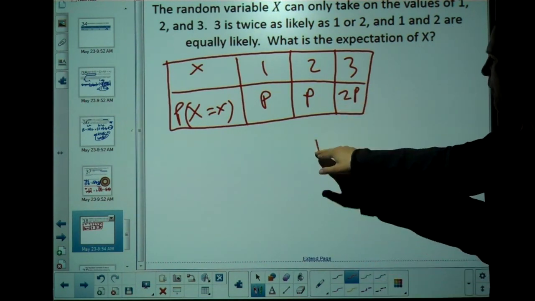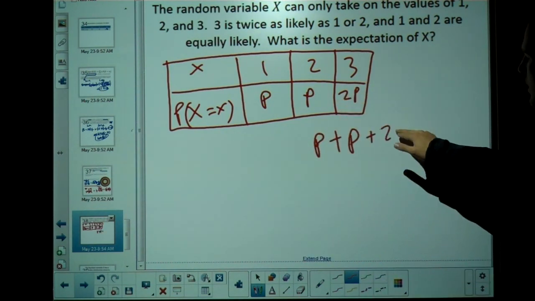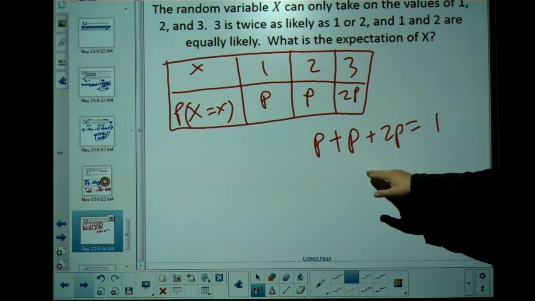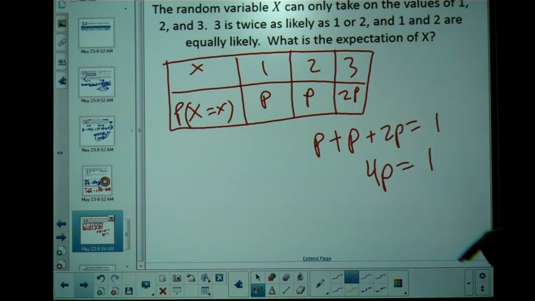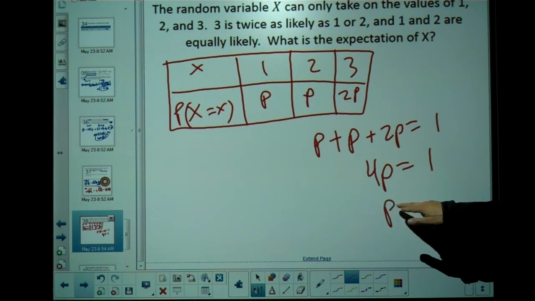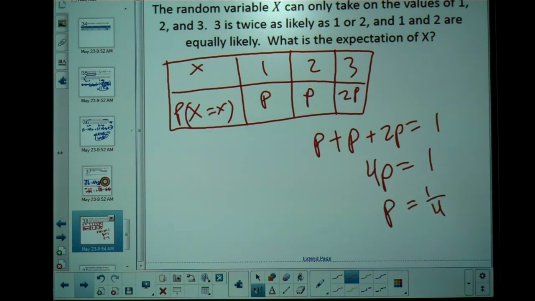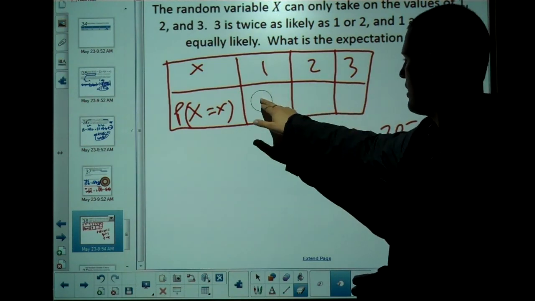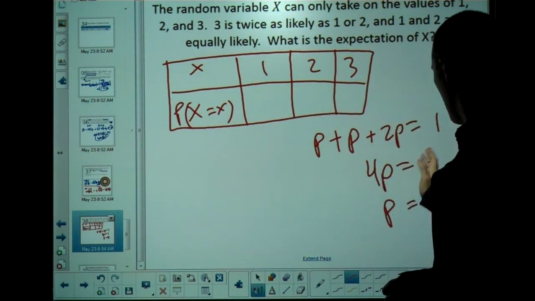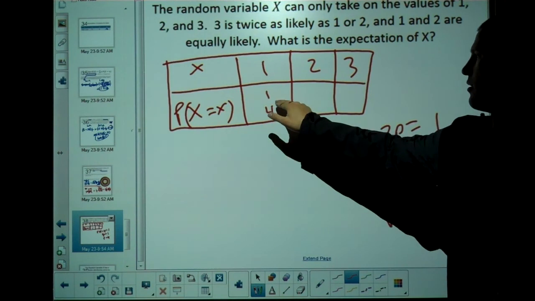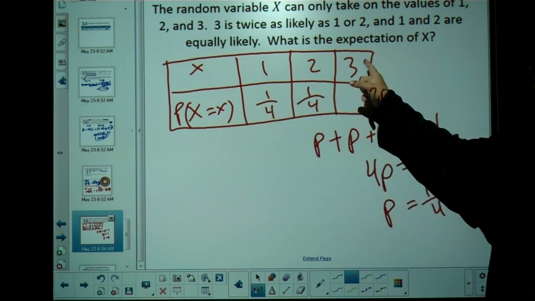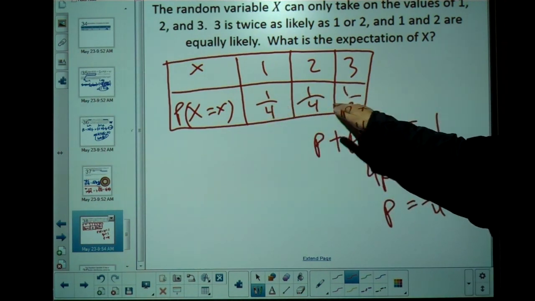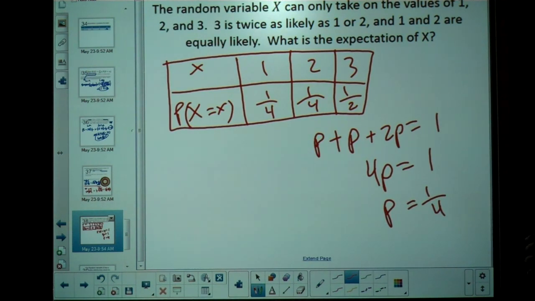And we know that all 3 of these add up to 1. So, with that, we have P plus P plus 2P equals 1. Add them together, that's 4P equals 1. Divide by 4, and P equals 1/4. So with that done, now we can go ahead and just plug in our numbers. Now I'm going to erase the stuff that I put in there. If you want to erase, write next to it, write a new table, whatever works for you is good for me. But I'm going to plug those in. So that's 1/4, 1/4, and remember this one was twice as much, so double that, that's a half. And now those add up to 1.